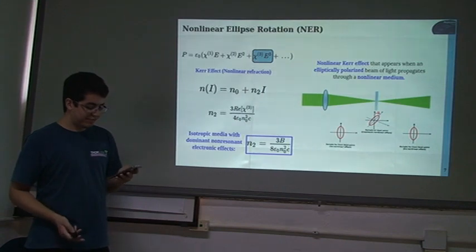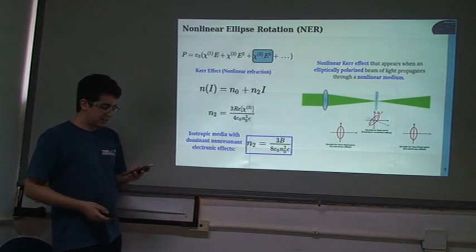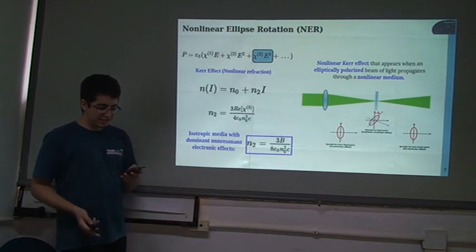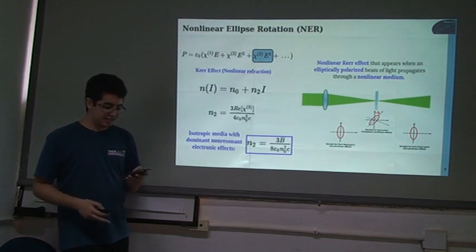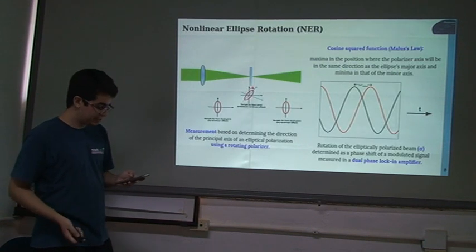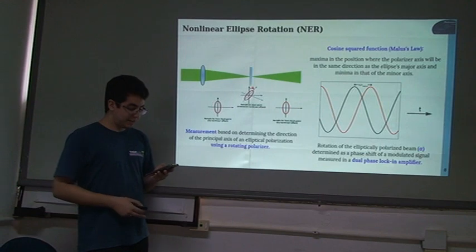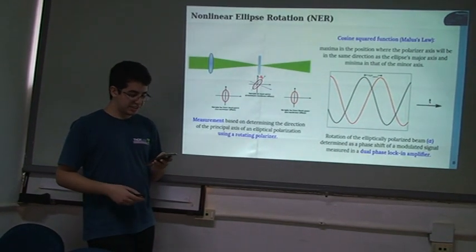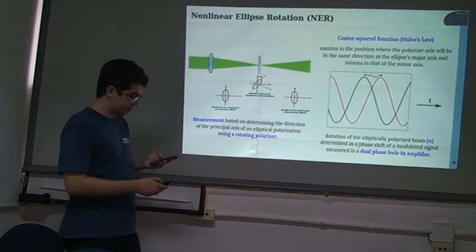So NER is a Kerr-type effect that appears when an elliptically polarized laser beam propagates through nonlinear media. So if you scan the sample around the focal region, the rise in the intensity gives rise to a nonlinear effect in which there's a rotation in the elliptical polarization of the beam. The measurement is then based on determining this angle, which is related to B. To do so, we use a rotating polarizer, which modulates our signal according to Malus's law, originating a cosine squared function. The rotation of the ellipse can be interpreted as a phase shift in the signal caused by the nonlinear effect, which can be measured by using a dual-phase lock-in amplifier.